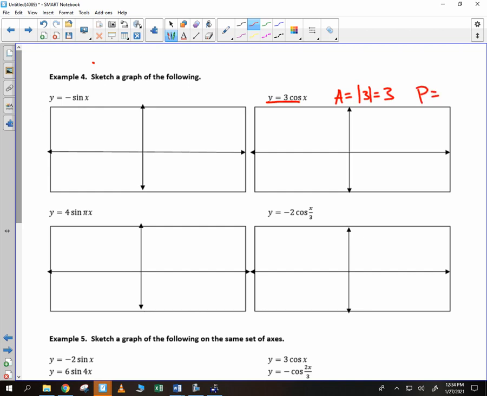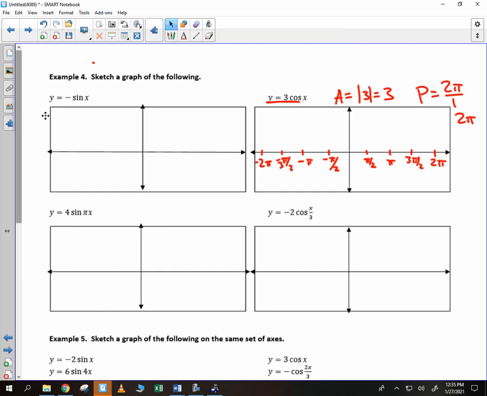The period is equal to 2 pi divided by the number that sits in front of x. The number sitting in front of x is 1, so the period is 2 pi. So I'm going to mark off 2 pi on each side, a positive and a negative. I'm going to divide it into 4 parts. And then I'm going to mark off the amplitude. The amplitude is 3. So I'm going to put 3 above 1, 2, 3, and negative 1, negative 2, negative 3.